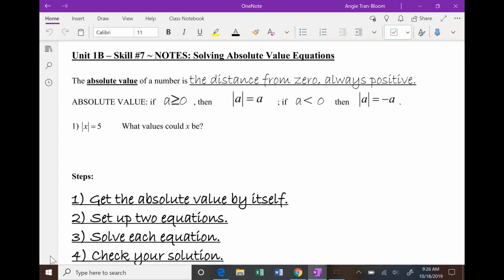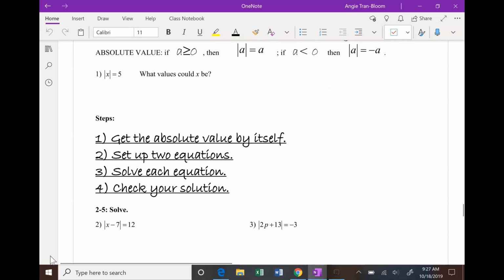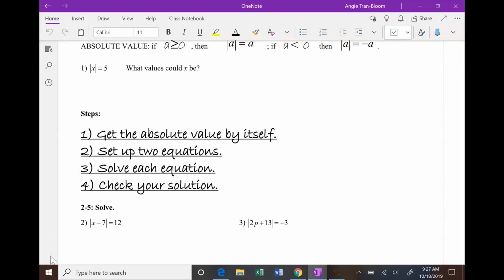Alright, so copy this down and then we'll talk about it. I'll move this up to the steps. You have 4 steps. The absolute value, if A is bigger than or equal to 0, then A would always be positive because it's already positive. If A is negative, let's say negative 4, the distance from 0 to 4 would still be positive. So the distance would always be positive. Let me move it up so you can copy the steps. We have 4 steps and we'll solve a few examples.